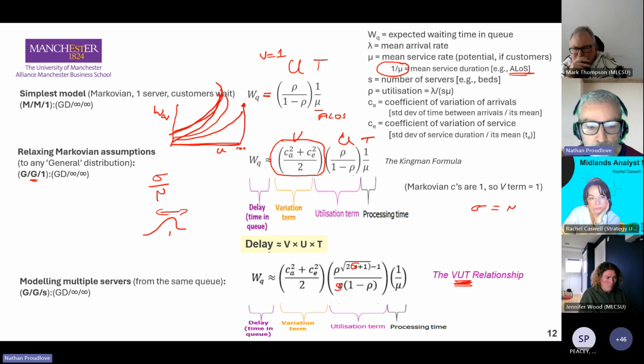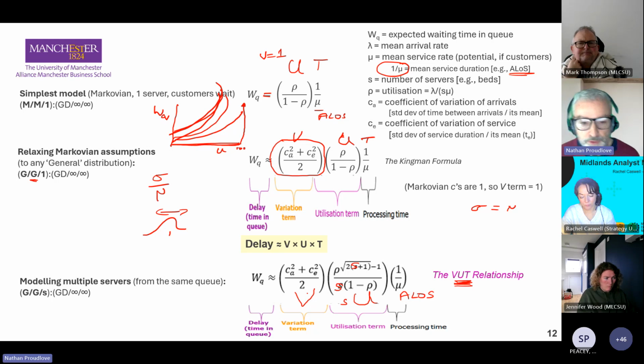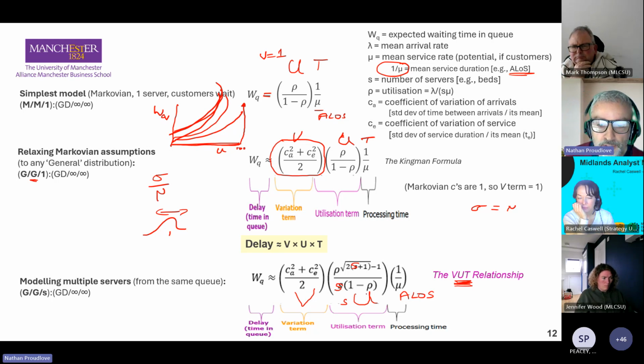that the performance of the system, its delay or its risk of all the beds being full or the length of the queue, whatever, is something to do with the variation in the arrivals and the services, multiplied by something to do with the utilization and the number of beds and the average length of stay. So anything you can do to reduce the variation is going to have a big impact. Think about that going down to 0. Reducing the utilization, of course, makes things better, and reducing the average length of stay.